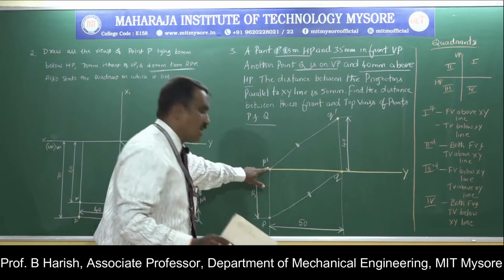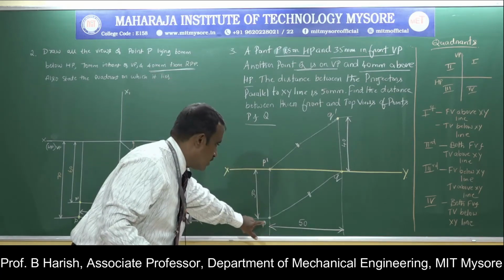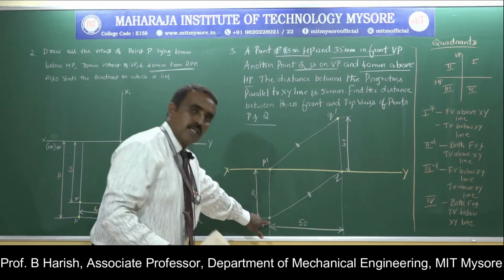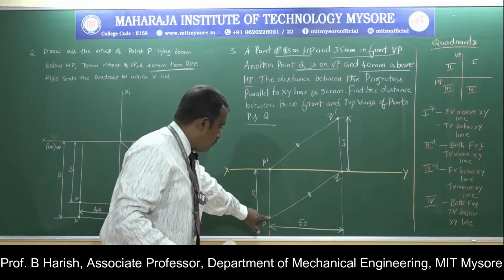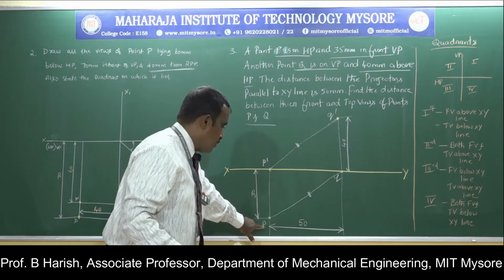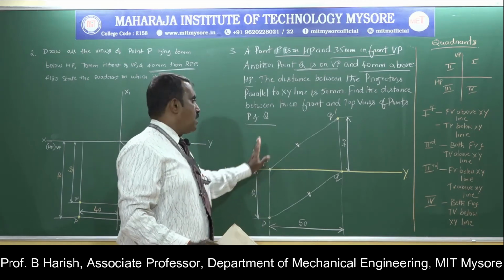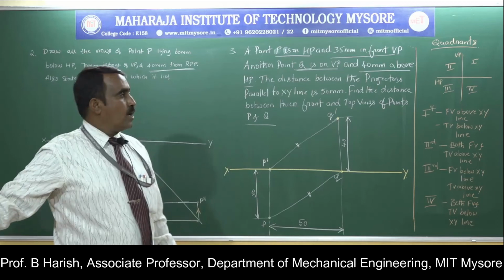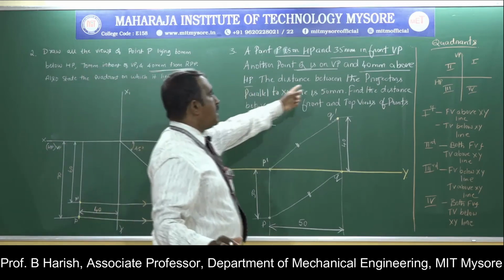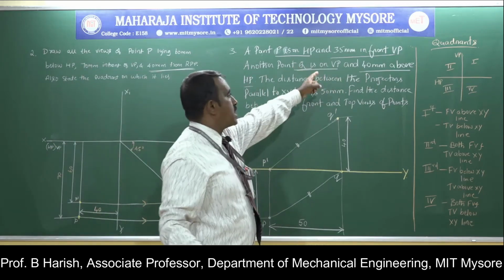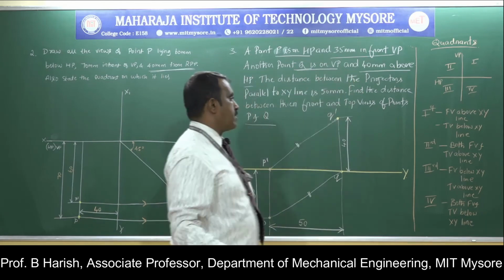So from P dash, that is the front view, you measure a distance of 35 mm. You locate the position of the projection of the point here. That is P, your top view, and this is the front view. This is the projection of one point P. Then he has given one more point Q, that is on VP and 40 mm above HP.